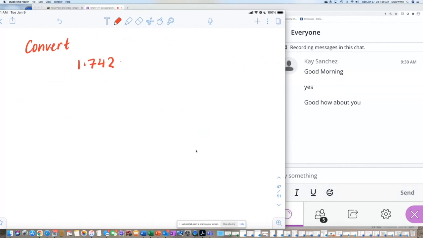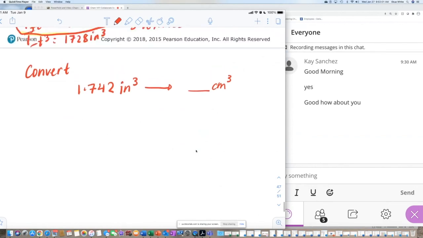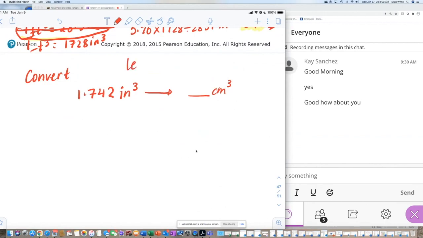What do I do? Let me go with inches cubed to centimeters cubed. Since I'm making up this question, the purpose is for you to know how to cube units. When you look at this, it is an inch cubed to a centimeter cubed. Essentially, both of these follow the format of length cubed.